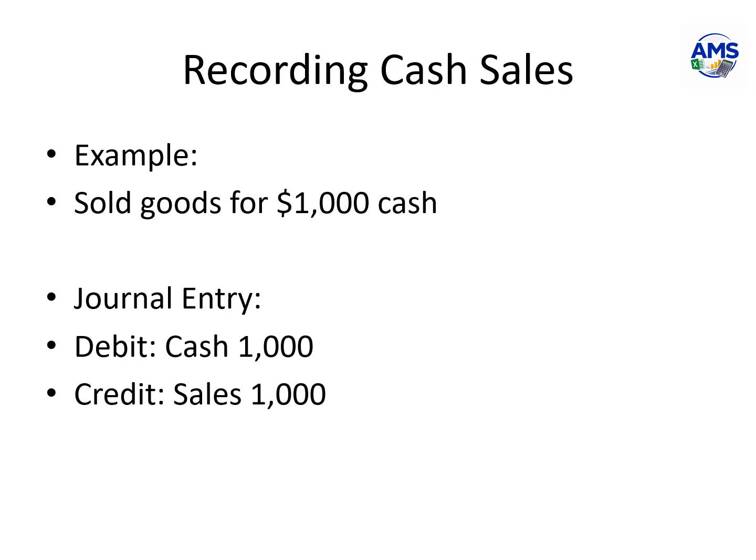So cash increases because cash is an asset. So we debit cash to increase assets. Sales increases because sales is income. So we credit sales to increase income.